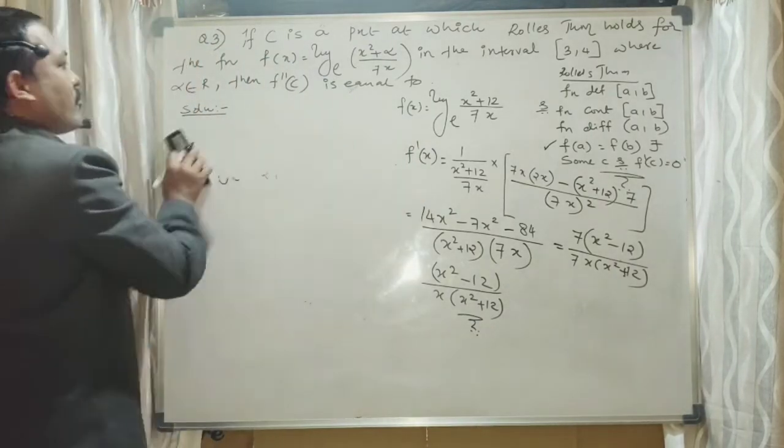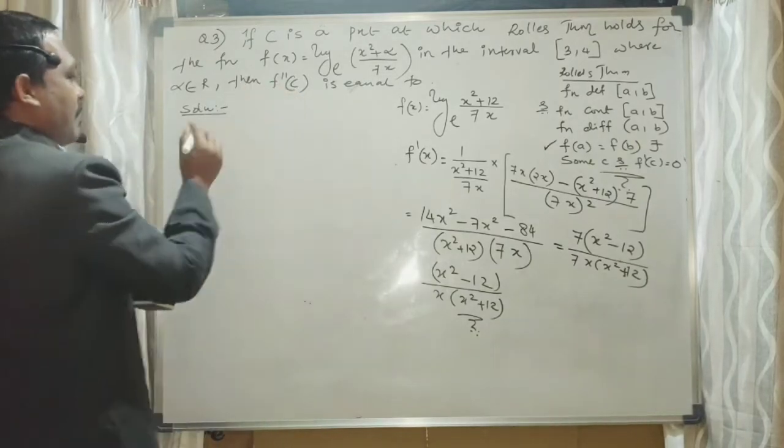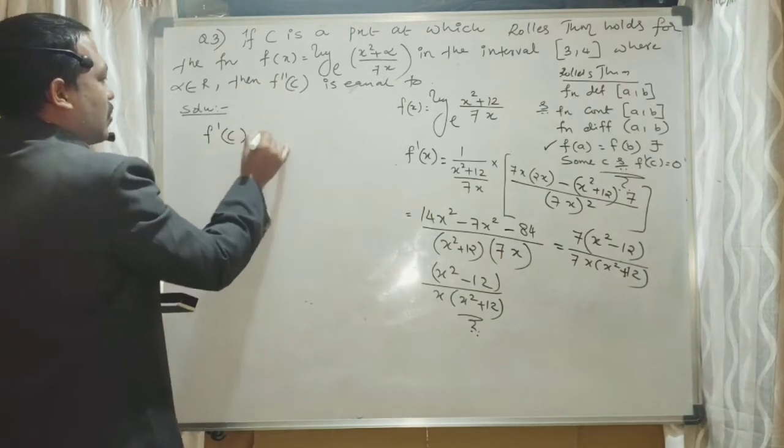f dash c equal to 0. Finding the critical point c. First derivative equal to 0.